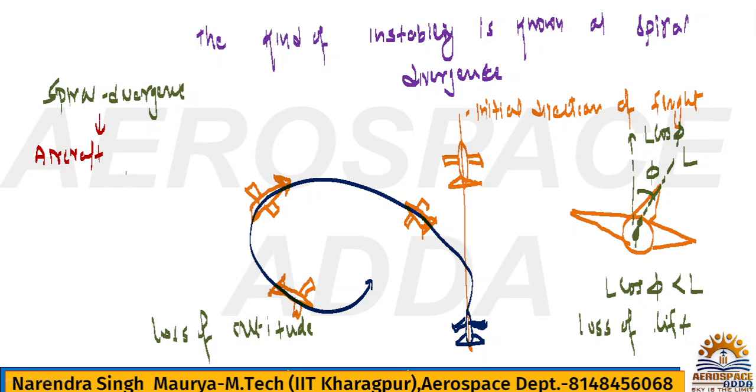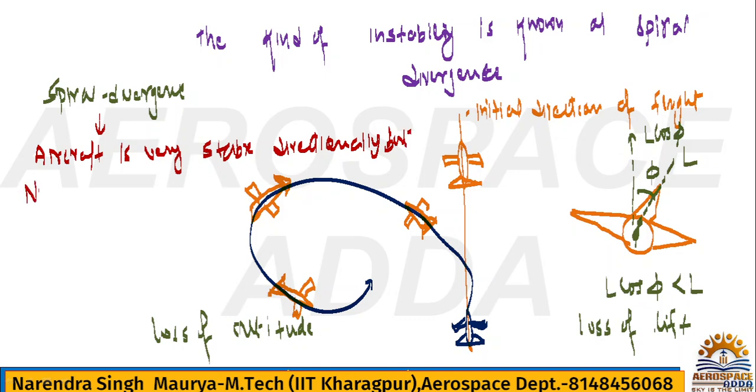Okay, so the aircraft is very stable directionally. Again I'm writing directionally. Not very stable laterally. Need to remember. Okay, this is called spiral divergence.